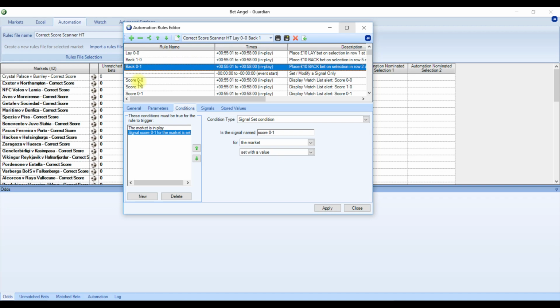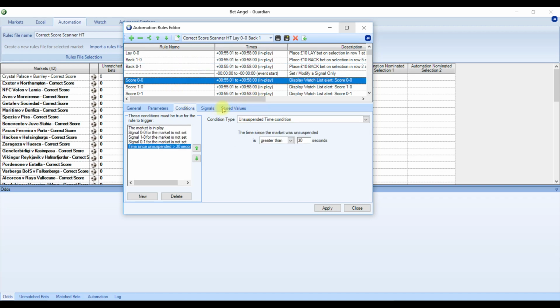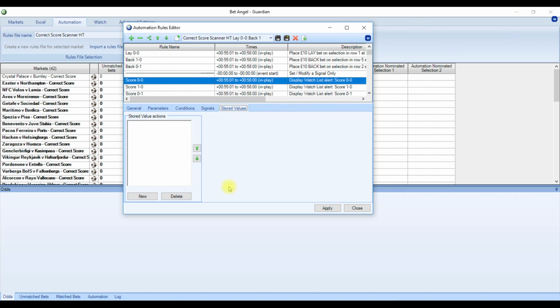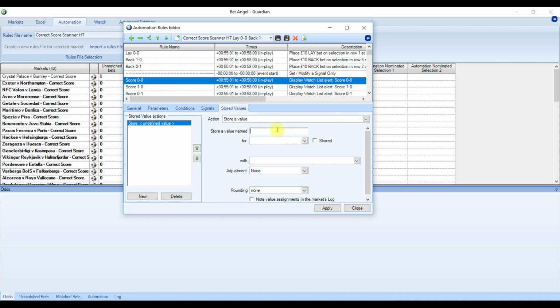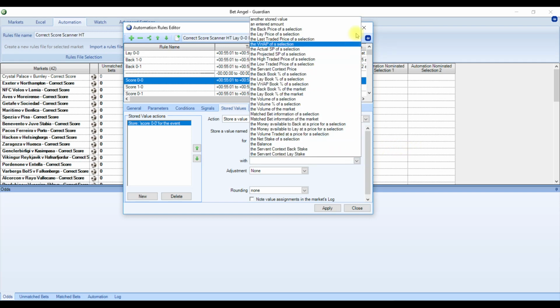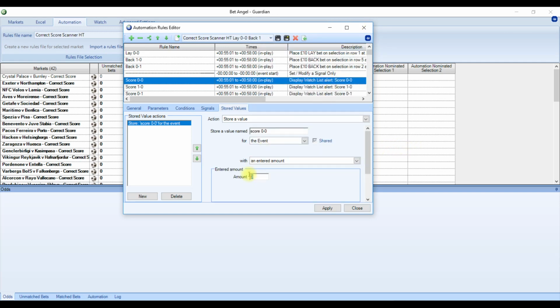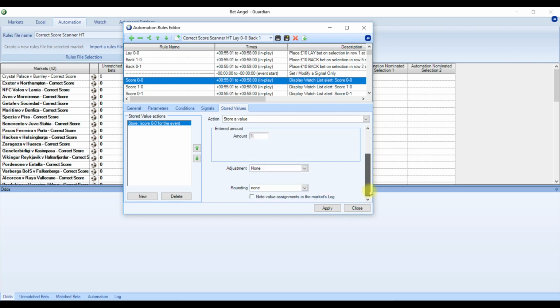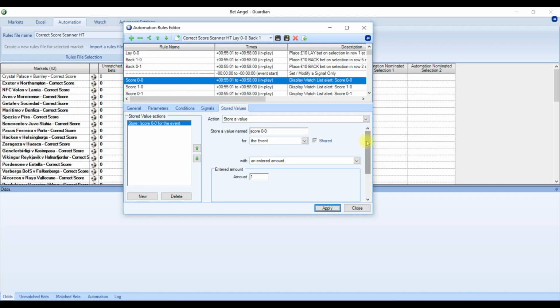You could go one further, and on score 0-0, say for instance you wanted to set a stored value. If we select store the value, and the store the value name is score 0-0, we are going to share this with the event. And we're just going to set this with an entered amount of 1. So if it's identified that the score is 0-0, it's going to send out a stored value for the particular event to say that the score is 0-0.